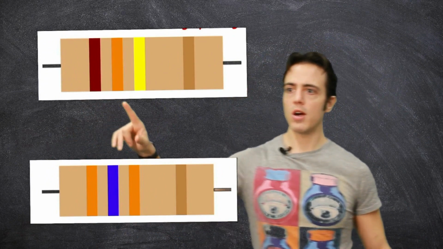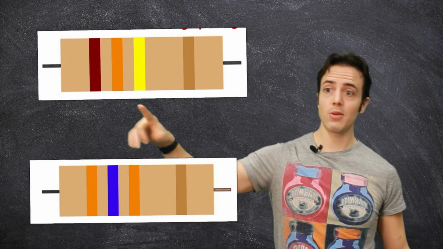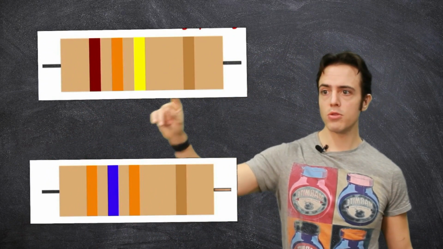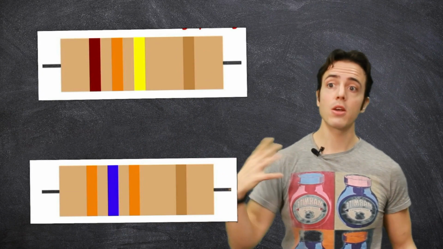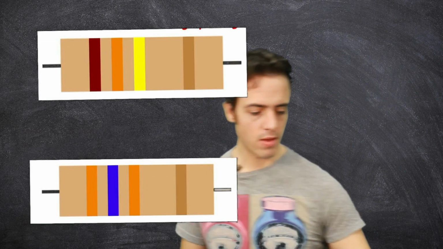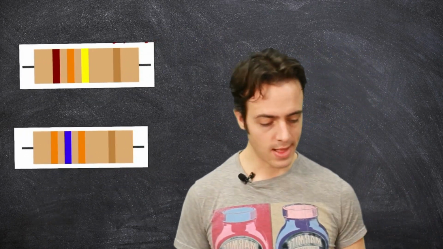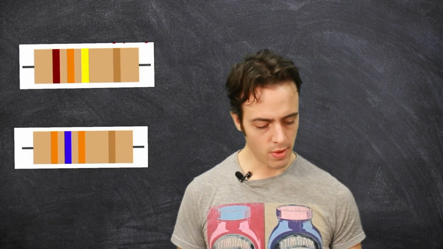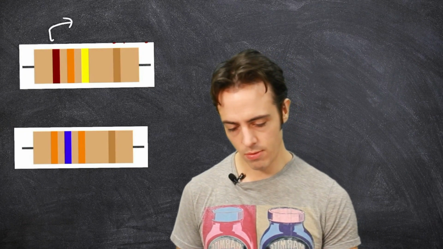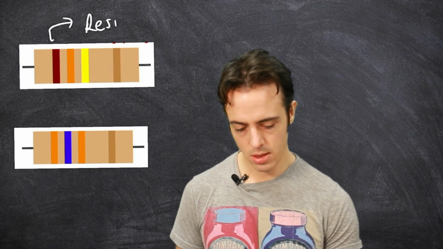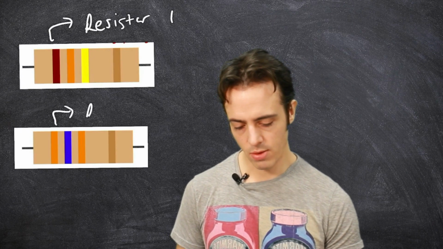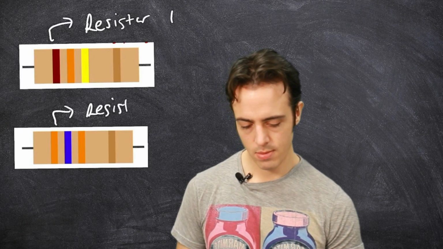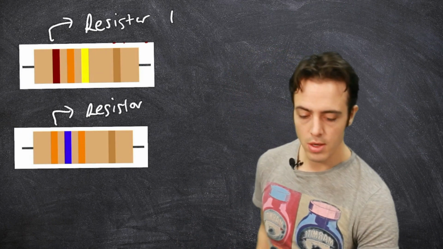Resistor 1 has brown, orange, yellow, then a gap, and then gold. Resistor 2 has orange, blue, orange, gap, gold. So these are the two resistors that we're going to be comparing in this lab. Let's call this resistor 1. And this one here is resistor 2. And so that's what we're going to call them from now.